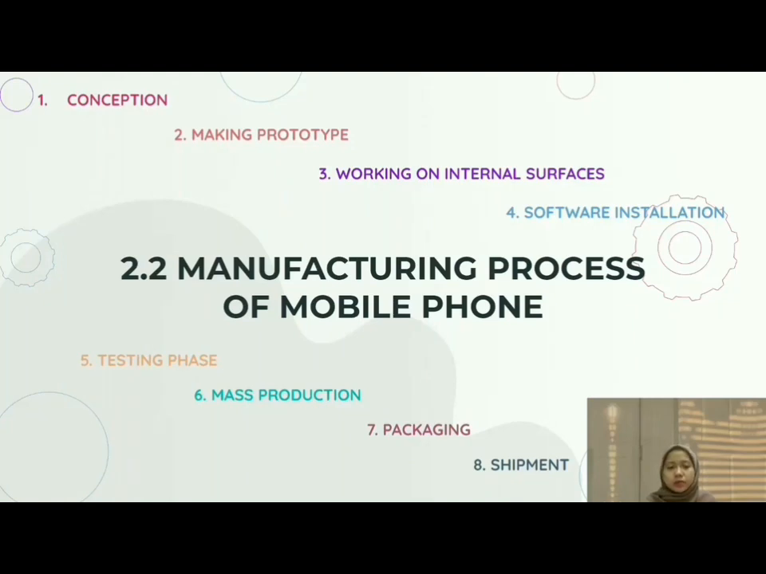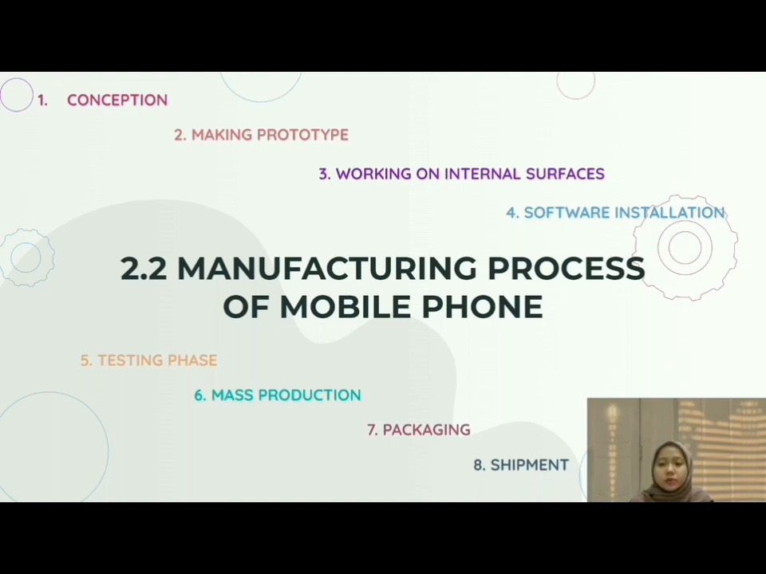So there are 8 steps in the manufacturing process of the mobile phone, which are conception, making prototype, working on internal services, software installation, testing phase, mass production, packaging, and shipment. So for the conception phase, the features and the shape of the future phone will be discussed together between the designer and the company members.